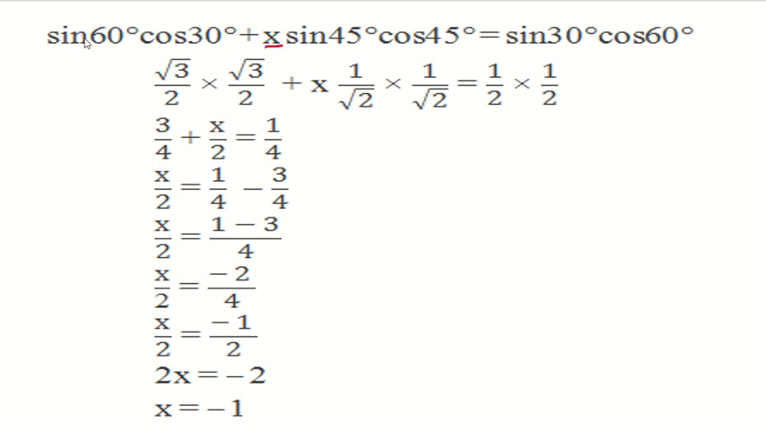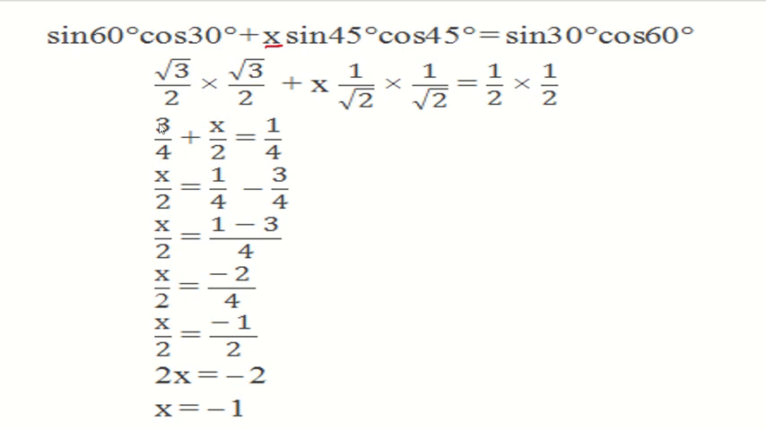Okay, so here what you can do: what is sin 60? As we know, root 3 by 2, into cos 30, which is root 3 by 2, plus x into, what is sin 45? 1 by root 2, into 1 by root 2, equals sin 30, which is 1 by 2, and cos 60, which is 1 by 2. So I have applied all the values and I'm going to simplify it.